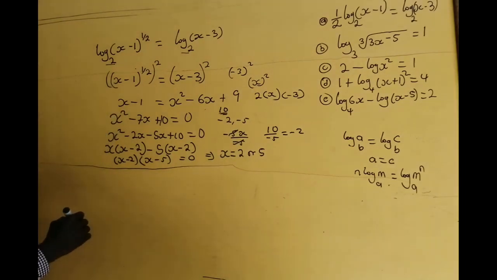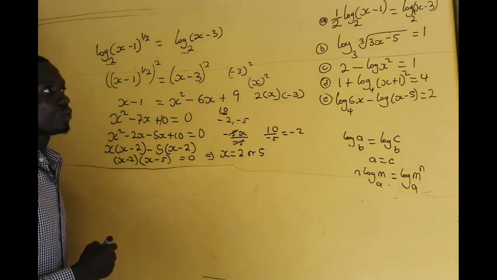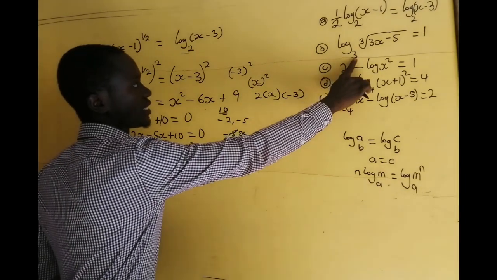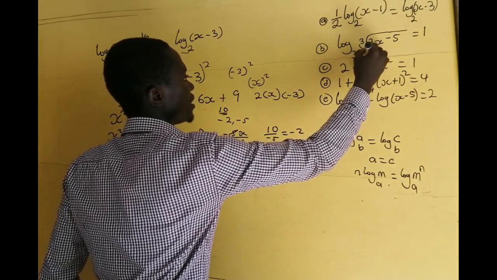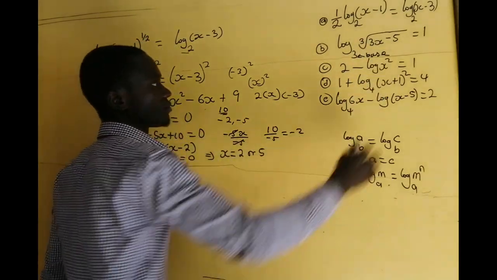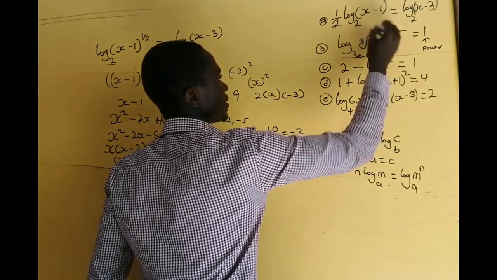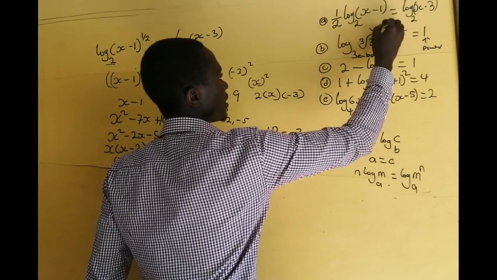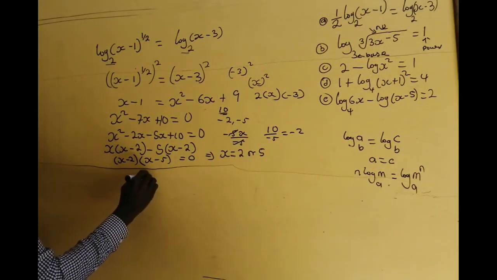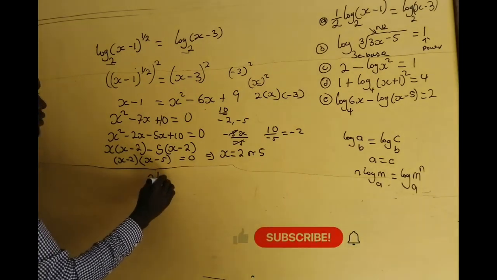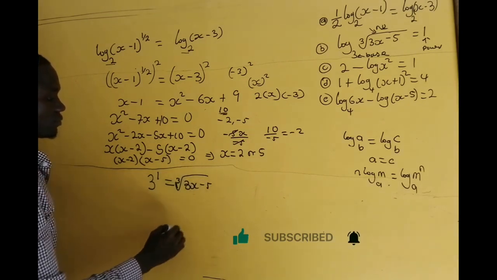Now let's look at the second one. The second one, we are going to use the definition of logarithm, which says that the base must be raised to the power to give us the number. So here, this is the base, 1 is the power, and what we have here is the number. Very simple as that. So the base 3 must be raised to the power to give us the number, which is the cube root of 3x minus 5.